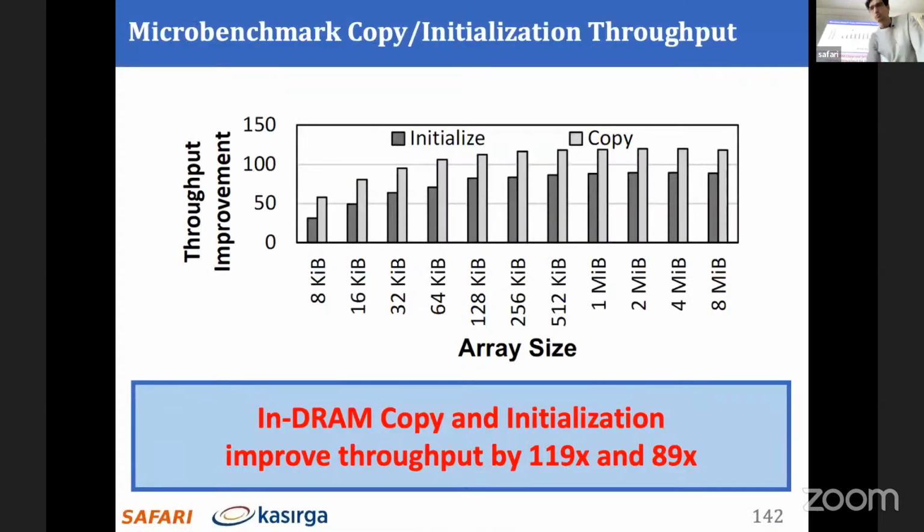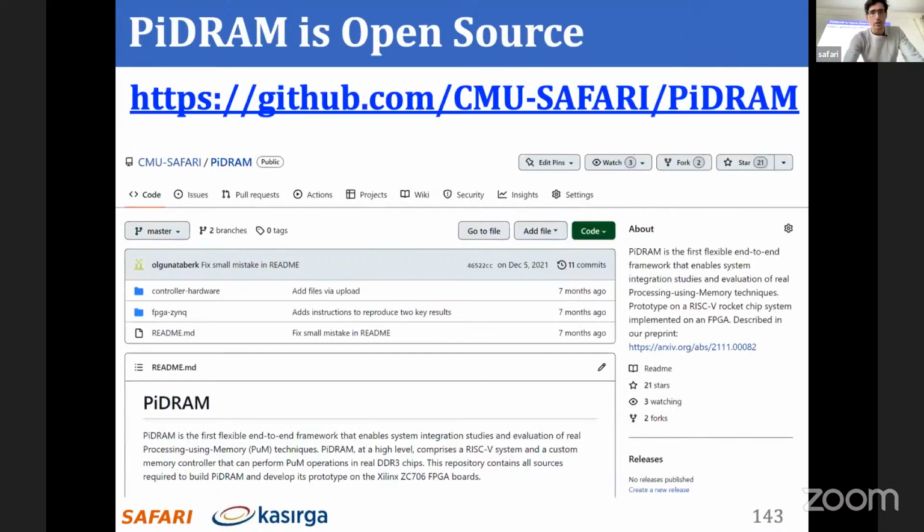And just to show you some experimental results that we obtained with this prototype, this is the throughput improvement of doing the in-DRAM copy and initialization using RowClone or using the regular RISC-V CPU. You see, well, more than 100 times throughput improvement when using the processing-in-memory technique itself.